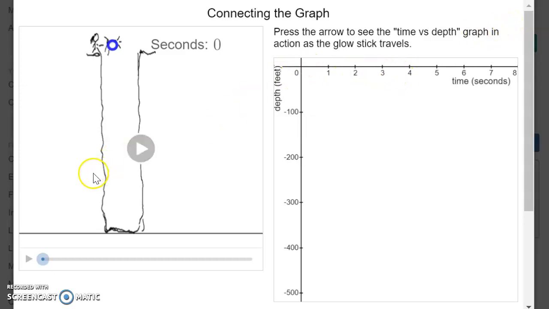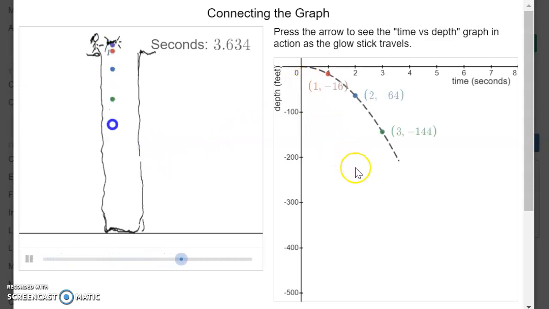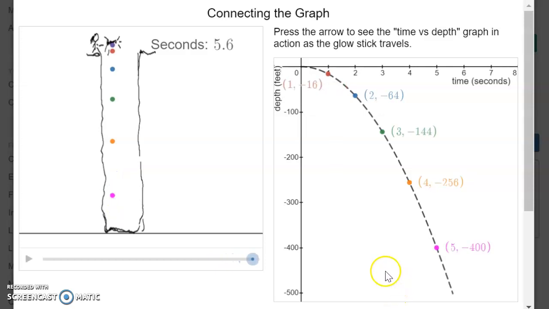Press the arrow to see the time burst. Now it's going to do it for us. Notice the shape. It is a parabola. It's not a linear straight line. It is a curved line.